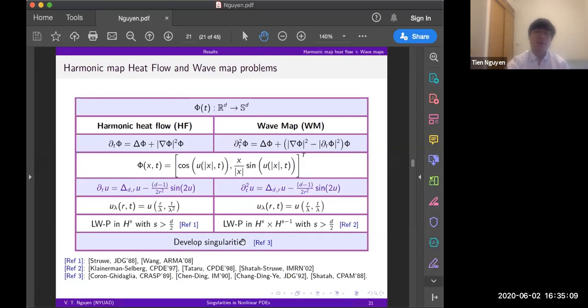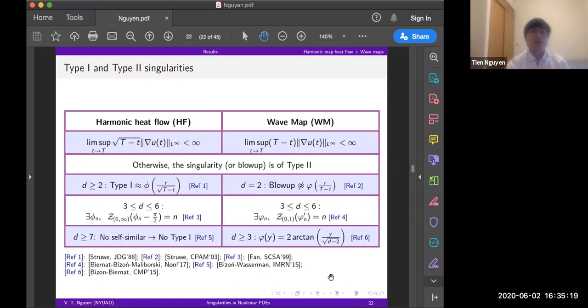Also, we know that for this model we have blow-up solutions in finite time, and it has been studied by many authors like Quoc-Hung, Tien Nguyen, and Schlag. When we talk about the self-similarity of blow-up solutions, we need to distinguish between type 1 and type 2 blow-up. So what does it mean here? Type 1 blow-up means that the blow-up rate of the derivative is self-similar. Here we need to pay attention that the solution is bounded, but its derivative blows up in finite time.